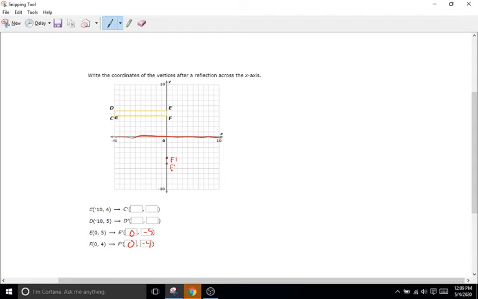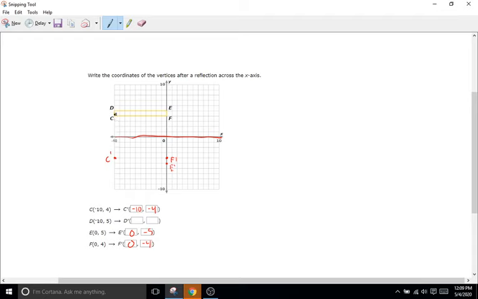Okay, we'll go to C now. C is also 1, 2, 3, 4 away from the line of reflection. So we'll go 1, 2, 3, 4. Right here, this is going to be C prime. And C prime looks like it's going to be at negative 10, comma, negative 4. So we're going to type in negative 10, comma, negative 4.